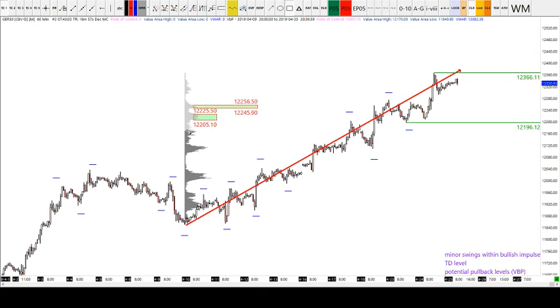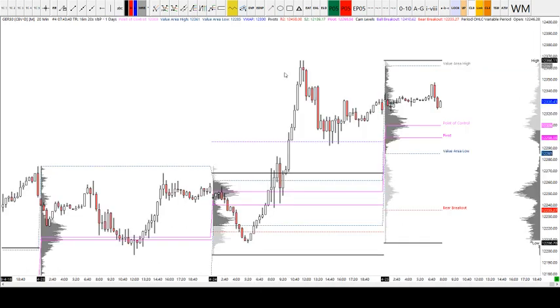supportive. Another area to mark out is probably this one here, which would be the value area high of this composite profile. And of course, if it goes a little bit deeper into the pullback, those kind of areas would be interesting to mark out as well. I think it would start to turn into a reaction leg once this 12,196 level has broken. Okay, so we'll move on to the individual profiles.